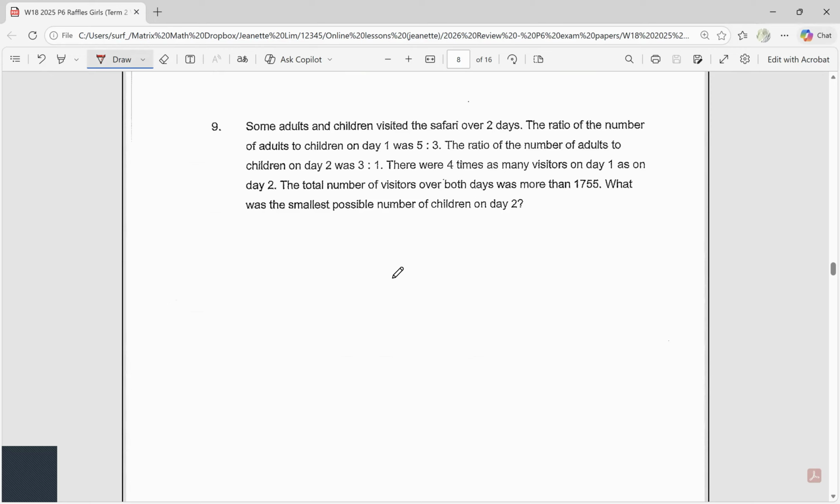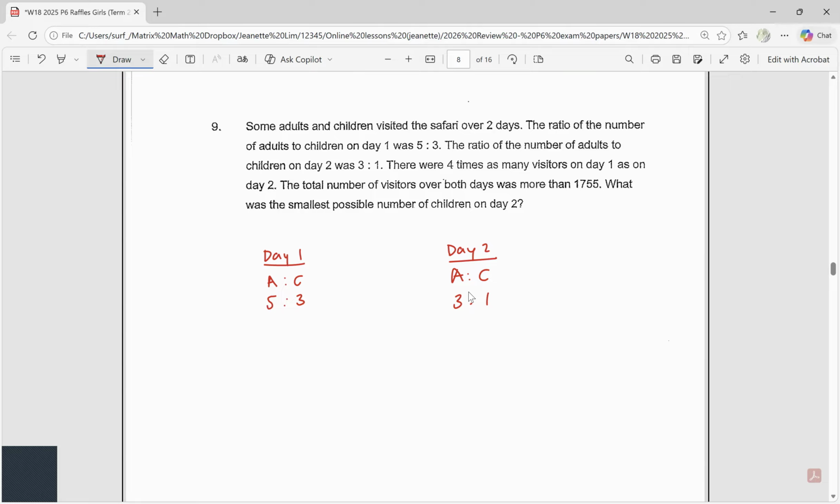Okay, let's write down the ratios first. Ratio for day 1, adults to children, 5 to 3. For day 2, adults to children, 3 to 1. Then they said there were 4 times as many visitors on day 1 as on day 2. So your total here is supposed to be 4 times of this.